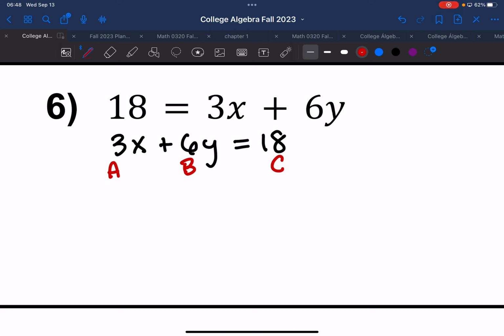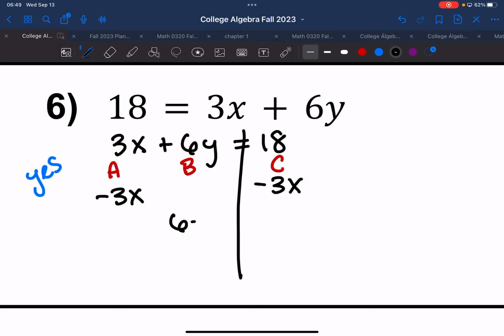Since we proved that this is in standard form, we're going to get y by itself. In order to get y by itself, what are we going to move first? The 3x. Good. So I have 6y is equal to, how is this side going to look? Negative 3x plus 18. X always comes first. Last step here is going to be what? What are we going to do to remove that 6? Divide every term by 6.